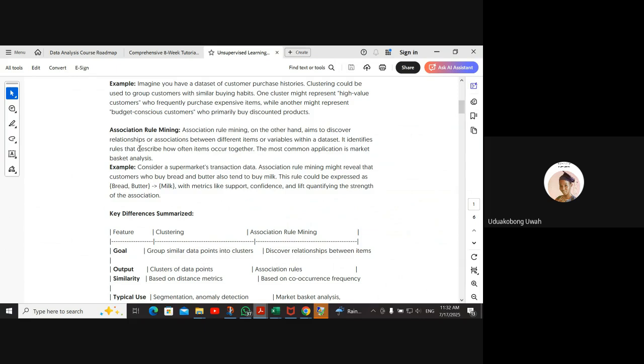Association rule mining, on the other hand, aims to discover relationships, just like I said, bread and butter, or associations between different items or variables within a data set. It identifies rules that describe how often items occur together. The most common application is market analysis. Consider market transaction data. Association rule mining might reveal that customers who buy bread tend to buy butter or milk. This rule could be expressed as bread implies butter, and all of that. So that really makes sense.